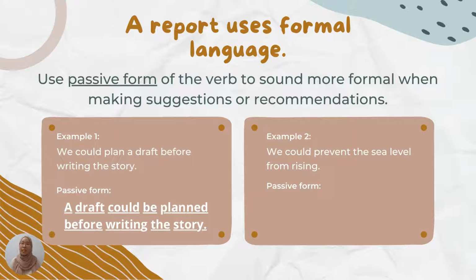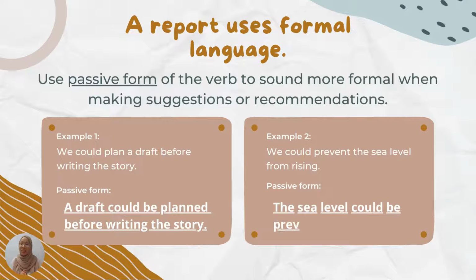We could prevent the sea level from rising. Try to cut out the word we, and then take the object, which is the sea level, and put it in the position of we, followed by the verb could prevent, but don't forget to change the verb to passive form, and then followed by the rest of the sentence. Pause this video, try it now, and then continue playing this video to check your answer.